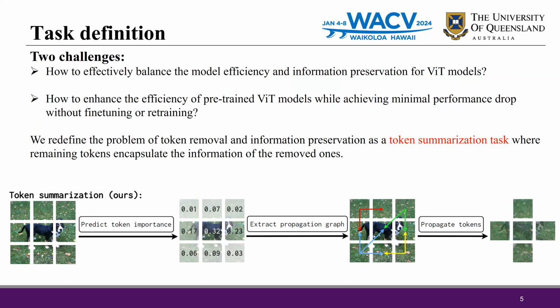Therefore, we raise two research questions: how to effectively balance the model efficiency and the information preservation for ViT models, and how to enhance the efficiency of pre-trained ViT models while achieving minimal performance drop without fine-tuning or retraining. And we define the problem of token removal and information preservation as a token summarization task, where the remaining tokens encapsulate the information of the removed ones.